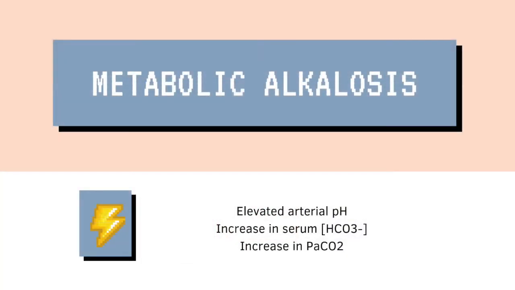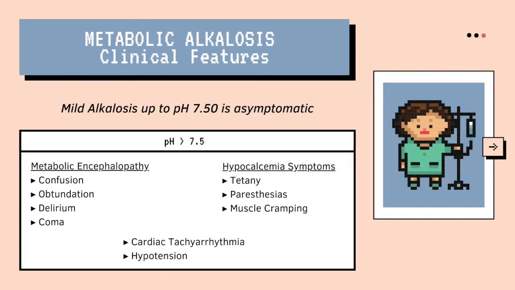Now going into the second acid-base disorder, which is metabolic alkalosis, which is defined with elevated arterial pH, serum bicarbonate, and partial carbon dioxide due to compensatory alveolar hypoventilation. Metabolic alkalosis with pH up to 7.5 is usually asymptomatic. However, when pH levels exceed 7.50, clinical features are associated with metabolic encephalopathy, such as confusion, obtundation, delirium, and coma.